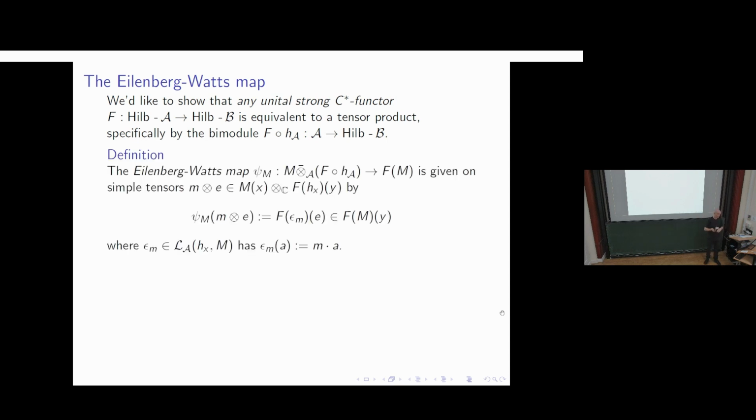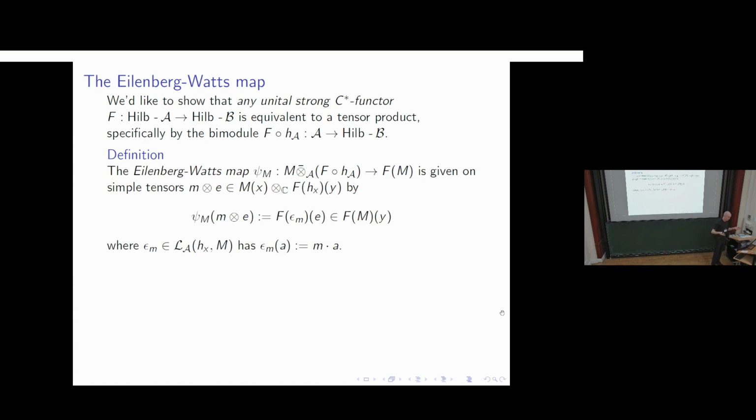So how do we define the map that does that? Well, if you've ever seen the proof of an Eilenberg-Watts theorem, it's a similarly defined map, except again you have to be a little bit careful because you're working over all these objects. You start with one of these simple tensors, and then you notice there's a bounded operator from the representable module hx into M that just sends a morphism to m·a.